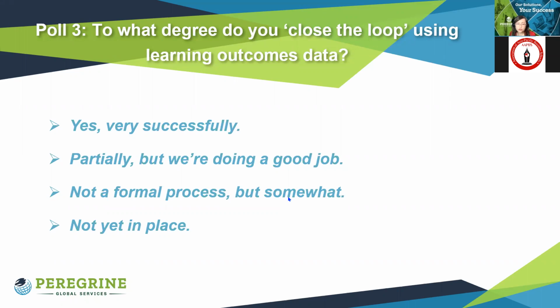And the first is, yep, you're doing really well, wonderfully. Yes, very successfully. The second response is partially, doing a good job, but could improve. And the third response could be, perhaps you don't have a formal process yet, but you do have some form of assessment, but you may not have an academic curriculum committee that reviews results on a regular basis. So that could be your third response. And the fourth is not yet in place.